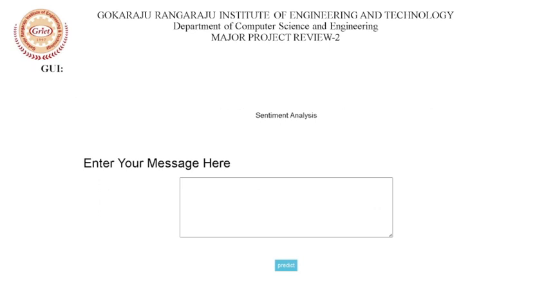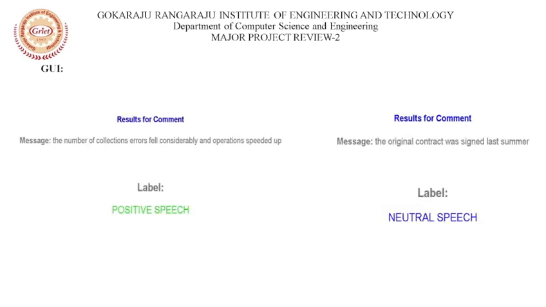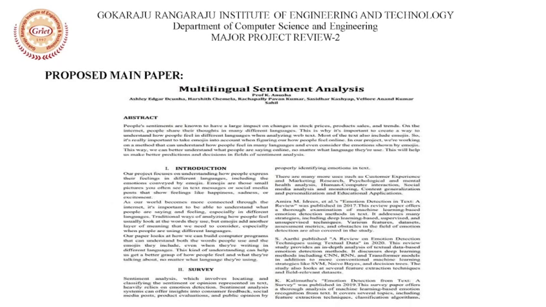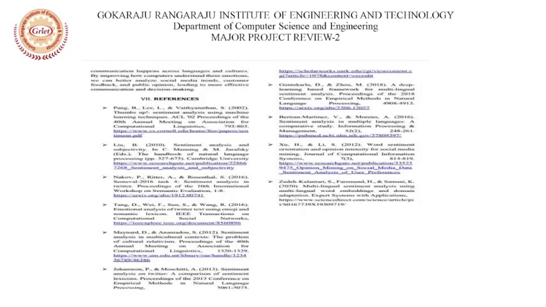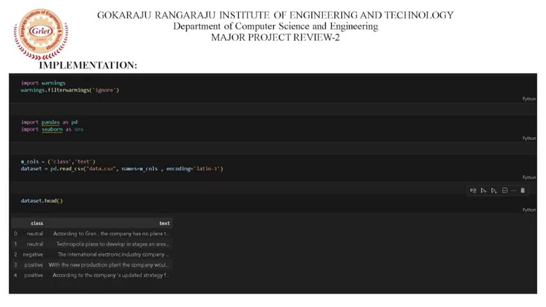This is the image of a simple GUI we created using Flask. The required sentence is typed in the box given below and predict button is used to get the result. This is the image of how the output looks. We get the sentiment of the text entered in the box. This is the proposed main paper. These are the pictures of the code implementation.